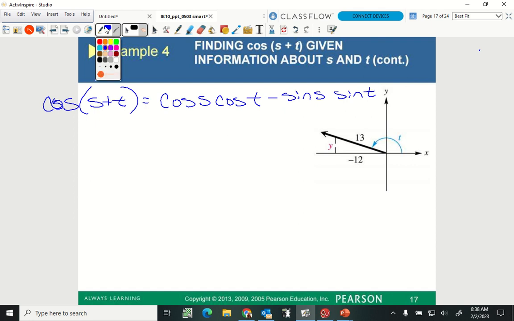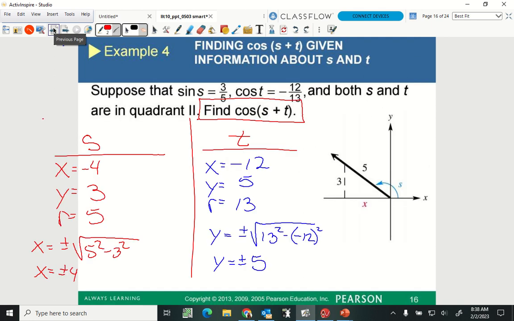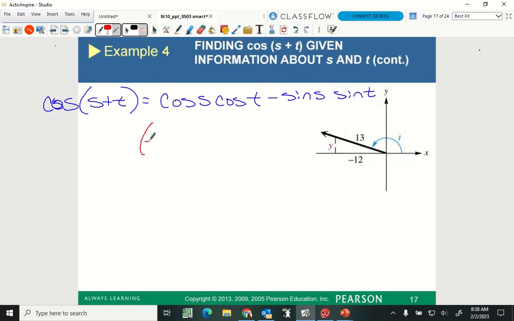So let's go ahead and start plugging things in. Cosine of s, so let's go back. Cosine of x, so cosine is x over r, so it's negative 4 over 5. Actually, let me move this over so I don't run into my thing. Cosine of t. What was cosine of t? I know you guys wrote those down, right? Negative 12 over 13.